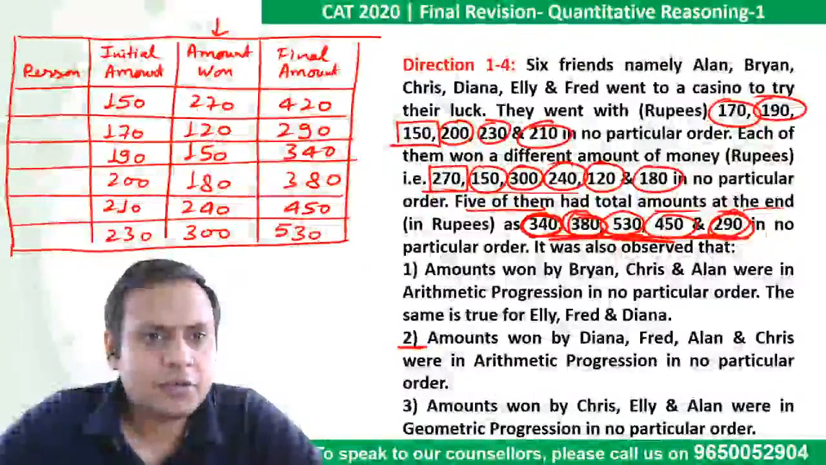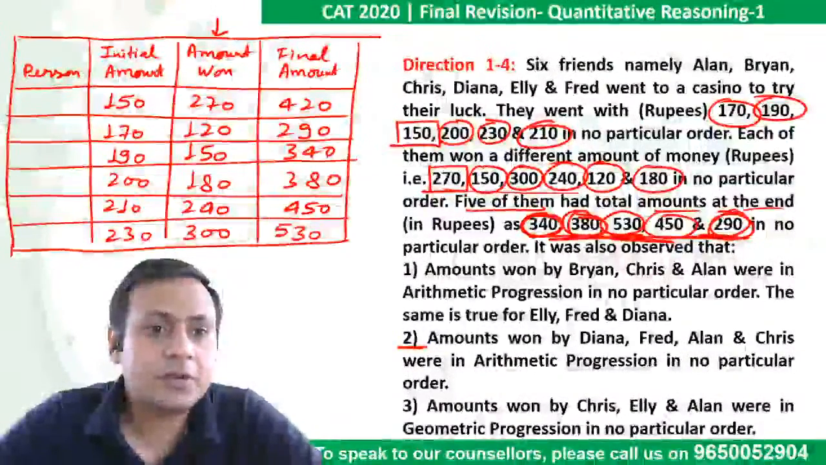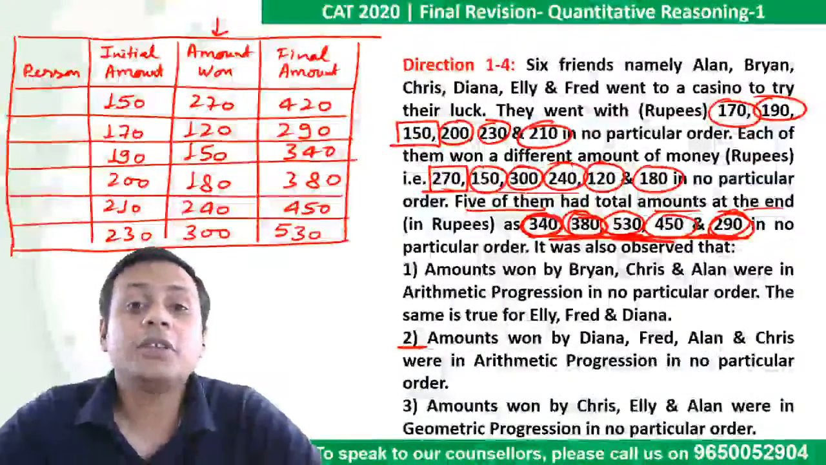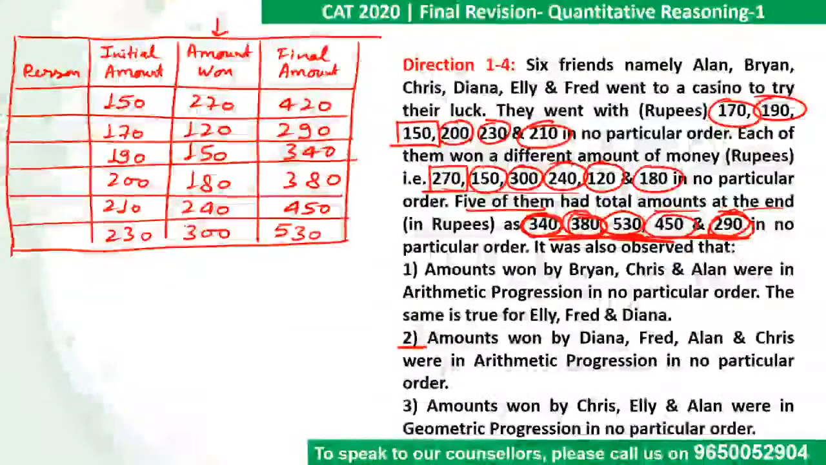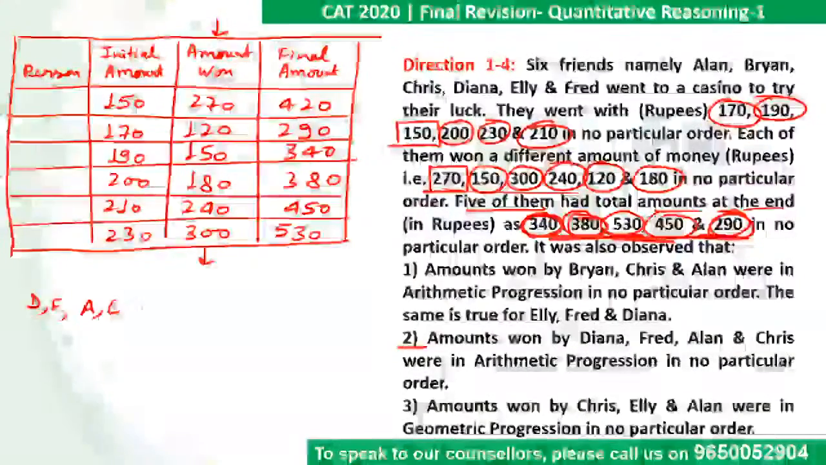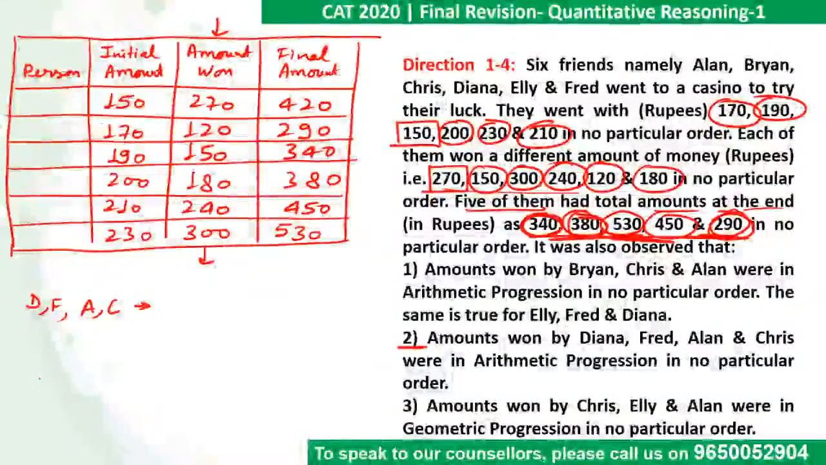If the common difference is 30, then 120, 150, 180, 210 is not there. No. The common difference can be 60. So basically what am I saying? We are focusing on amount 1. There are Diana, Fred, Ellen and Chris. Now can I say the 4 numbers which are in AP in amount 1? I believe these numbers have a common difference of 60. We have 120, 180, 240 and 300.